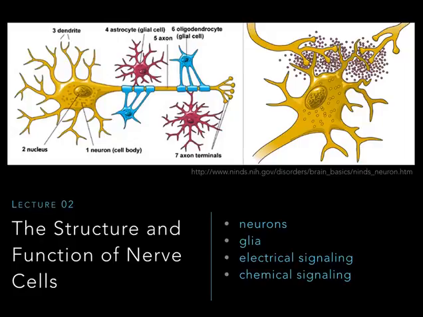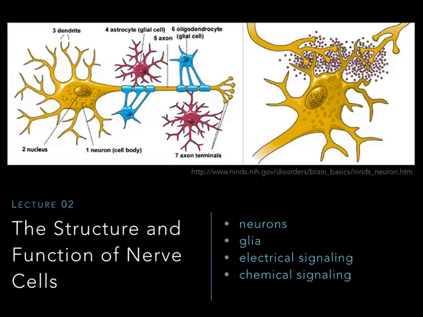Hello everyone, and welcome to our lecture on Chapter 2 in Physiological Psychology. Here we're going to talk about nerve cells, the structure and function of them. We'll talk about neurons first, then we'll talk about the support cells, which are generally called glia. Then we'll talk about communication within and between neurons. The signals that are generated inside of neurons are going to be electrical in nature, and the signals that get passed between neurons are going to be chemical in nature.